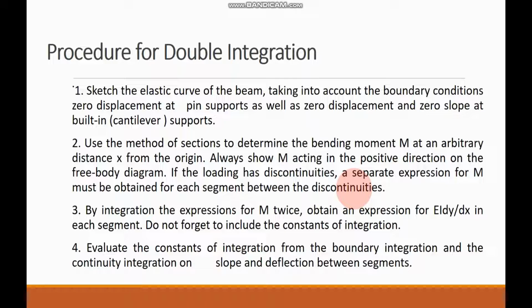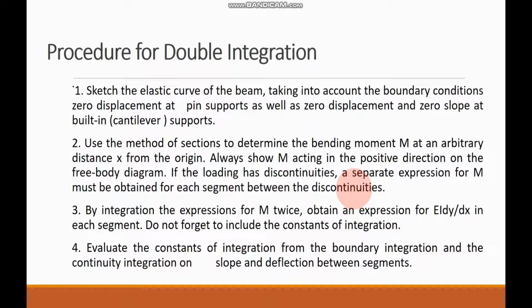Step number 2, use the method of sections to determine the bending moment at an arbitrary distance x from the origin. Always show moment acting in the positive direction on the free body diagram. If the loading has discontinuities, a separate expression for moment must be obtained for each segment between the discontinuities. Also, on chapter 4, we already tackled method of sections to determine the bending moment M.